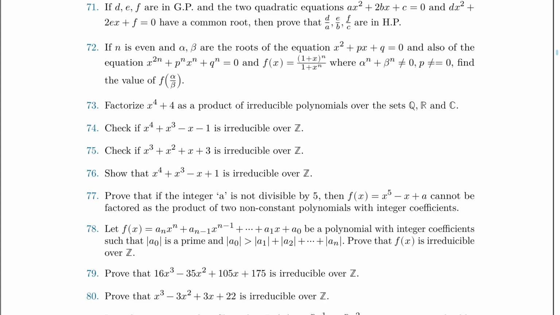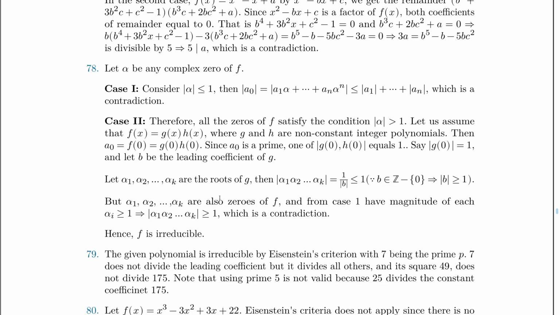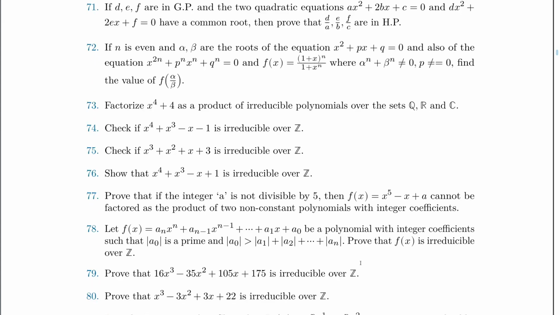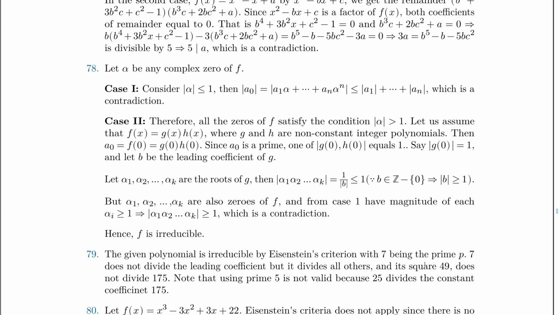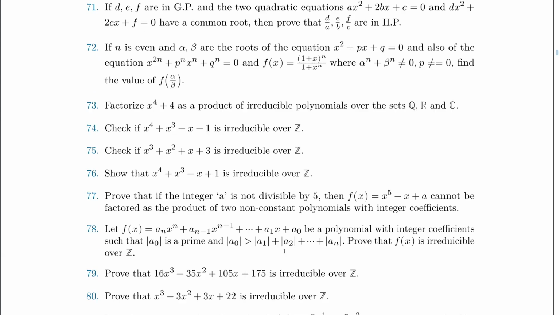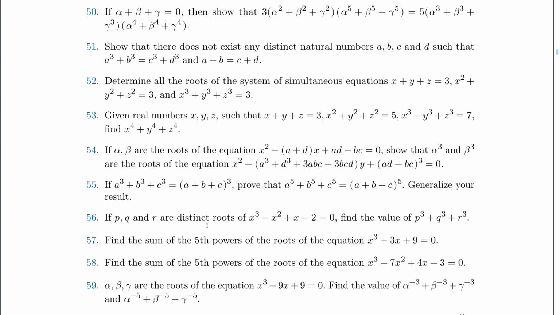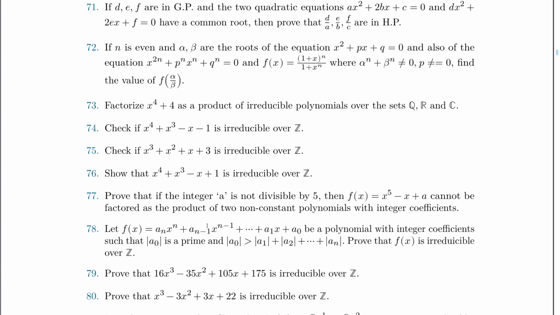Question 79 says: prove that 16x cube minus 35x square plus 105x plus 175 is irreducible over Z. So the given polynomial is irreducible by Eisenstein's criteria, with 7 being the prime p. So here the prime p of the Eisenstein's irreducibility criteria, let's revisit that and it will be clear. This is problem number 79.